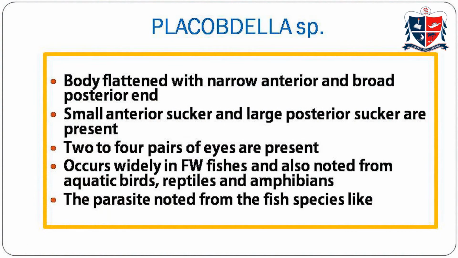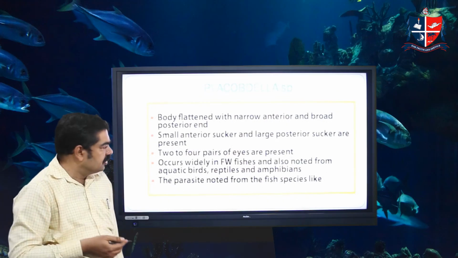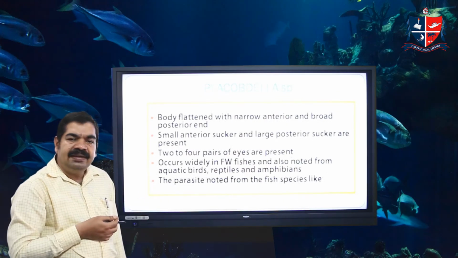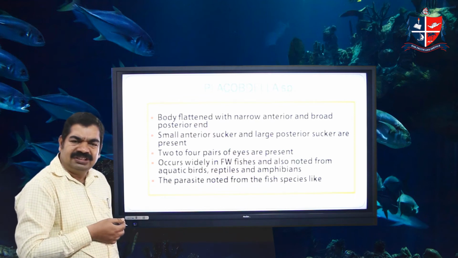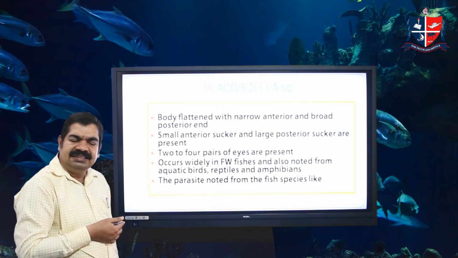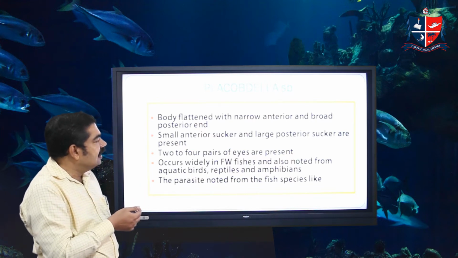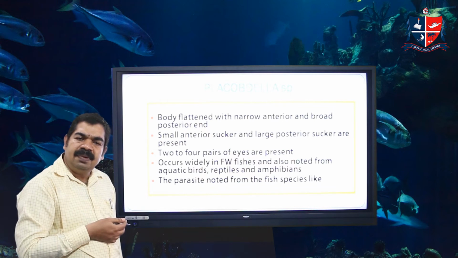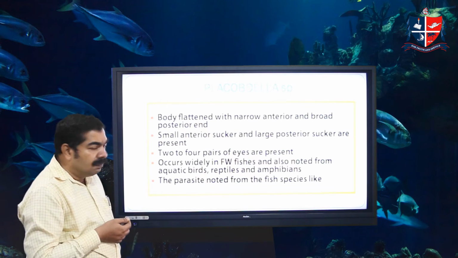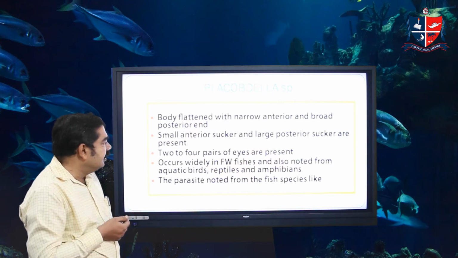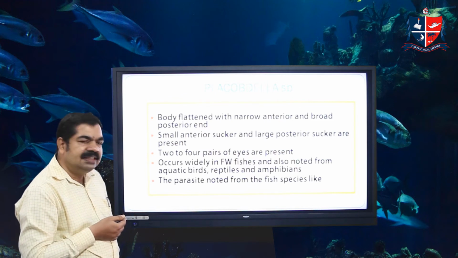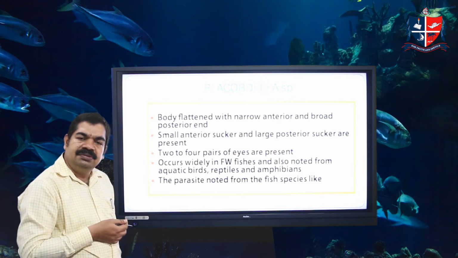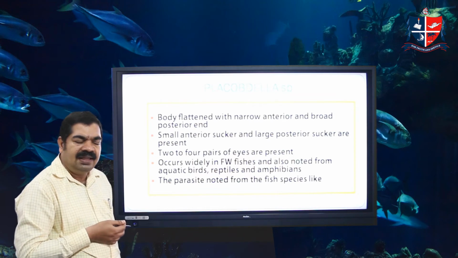Coming to the next example, known as Placobdella species, this is another parasite in fish. Coming to the first point, the body is flattened with a narrow anterior and broad posterior end. So that is with respect to the body structure, just similar to the last example. Here the anterior part is narrow, but coming to the posterior part, it will be broad. Now the second point is that two suckers are present. The one is the anterior sucker, which is small in size. The second is known as the posterior sucker, which is somewhat larger than the anterior.